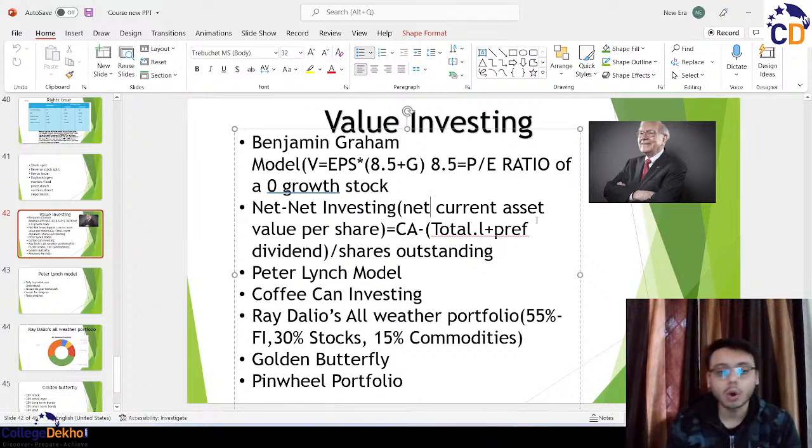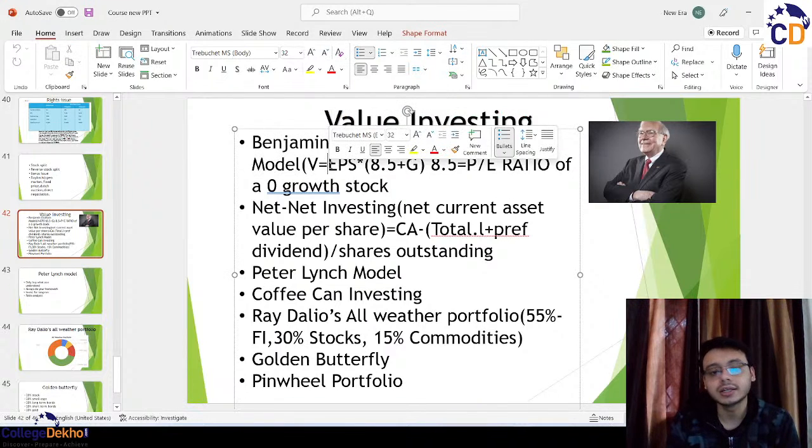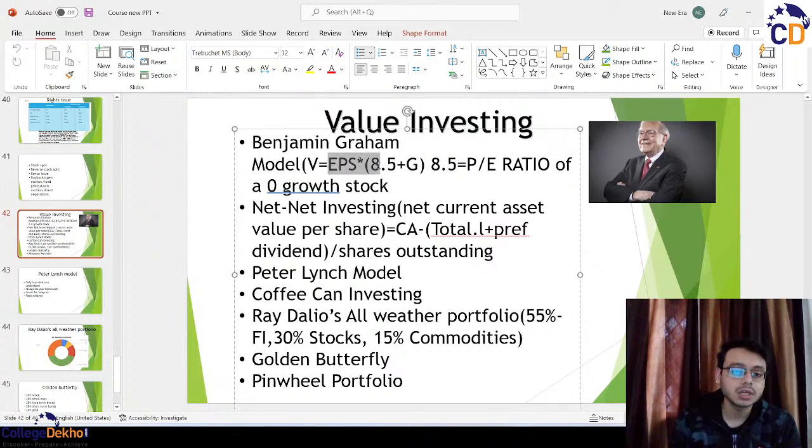Again, all these models that were suggested by these people might not stand true in the present day scenario, because the situations have completely changed. And apart from that, nowadays some new models have also come in, and we will be talking about that as well. There was a person called Benjamin Graham, who invented this model, and he said that by using this model you can calculate the value of a company.